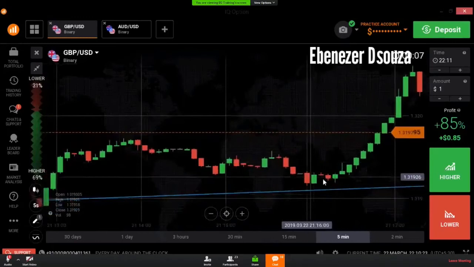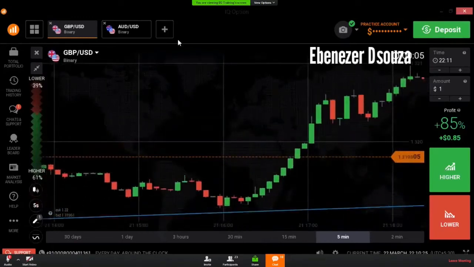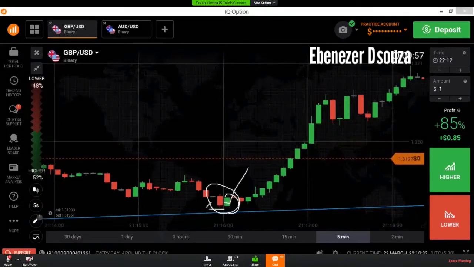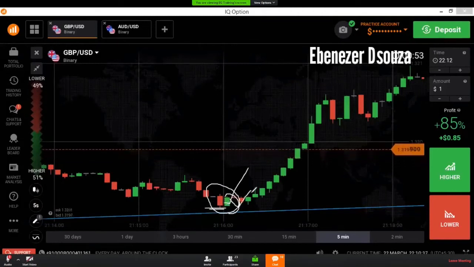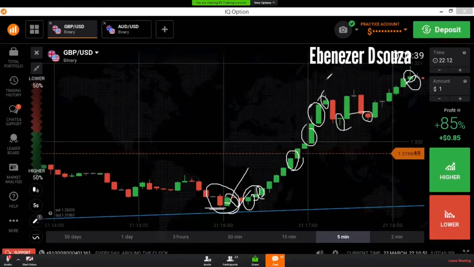So here we are seeing a confirmation candle. This candle, the candle closed just above the level. We are seeing a confirmation candle here. You can take these candles as confirmation candles, but this is a very weak candle. This one also. These are the weak candles. You can't take these weak candles as a confirmation.